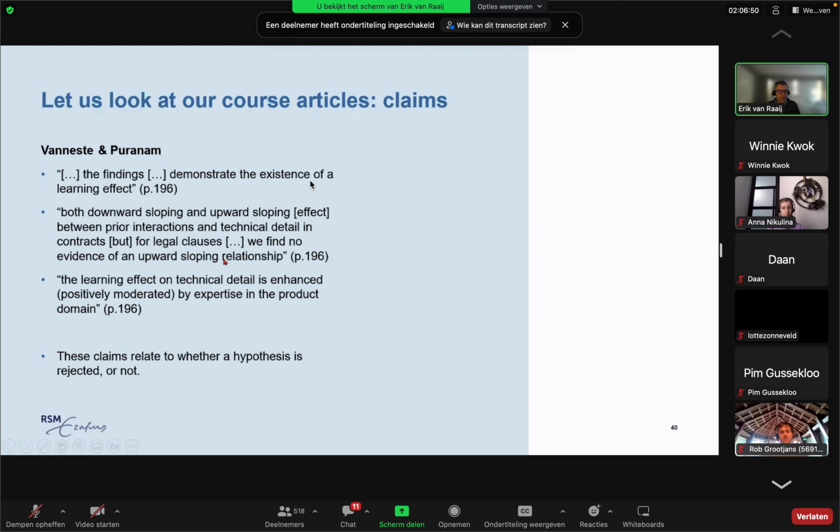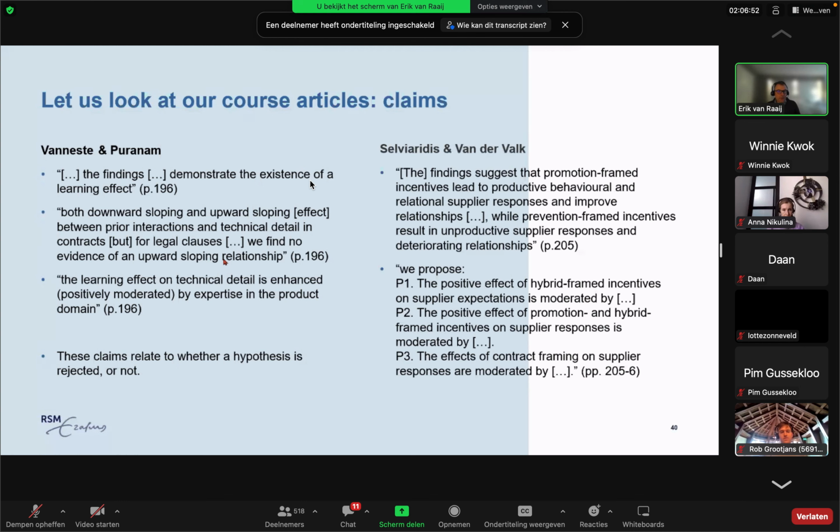Now the other paper is very different, and the claims are also very different. They say it's also more cautious. The findings suggest promotion-framed incentives lead to productive behavioral and relational supplier response. So they say that we've done studies, we've done research, we find stuff, and they suggest that there's a relationship between A and B. So it really reads like, this is the outcome of our study, a relationship between 2 variables.